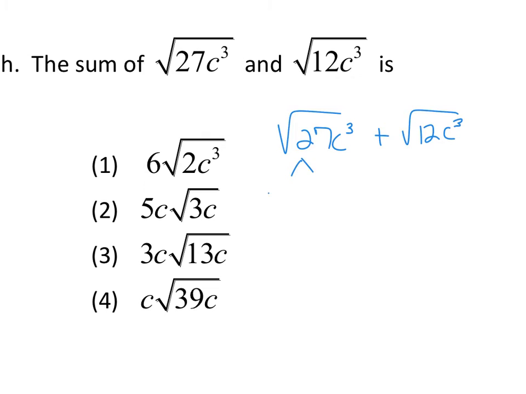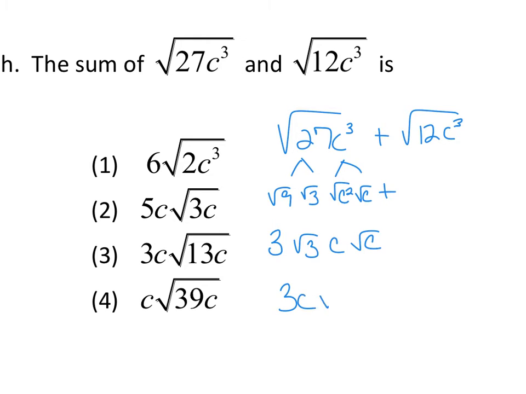Alrighty, so this breaks up into 9 and 3. And remember, c cubed has to break up into c squared and c, because you cannot take the square root of c cubed, but you can break it up further. This will become 3 rad 3, square root of c squared is c, and then 3c rad 3c is the way you want to write that, because anything outside of the square root comes to the front, anything inside tails to the end.